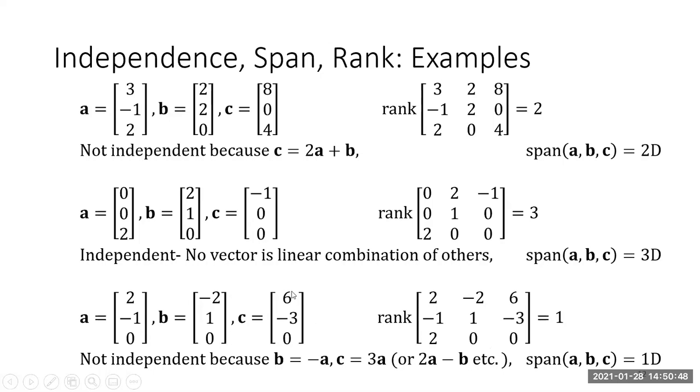Right? So there's only one independent vector here, and the other 2 vectors are dependent on it. They're in the same direction as the first one, except at a different scale. So all we have to do is multiply them. And the span of A, B, and C is 1-dimensional. Okay? Any questions? No.